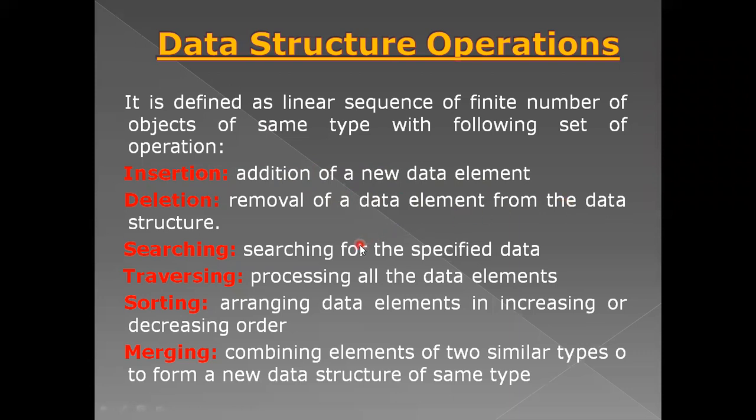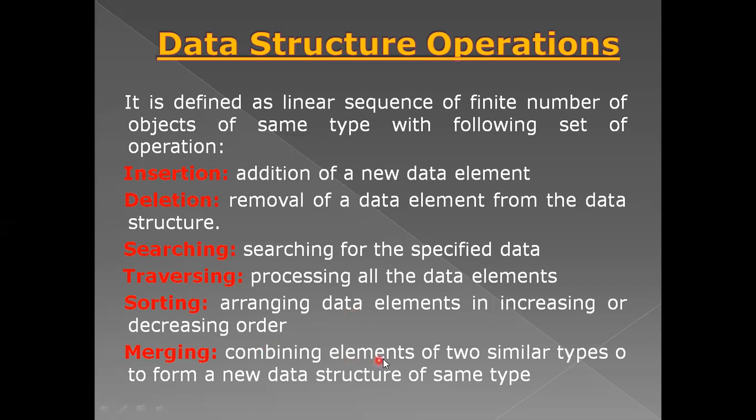Searching: we can search for a particular value also. Traversing: we process all the elements, meaning we just move over all the elements, and whatever element we want to search, we can easily search it. Sorting: sorting means we sort the elements either in increasing or decreasing order, meaning ascending or descending order.